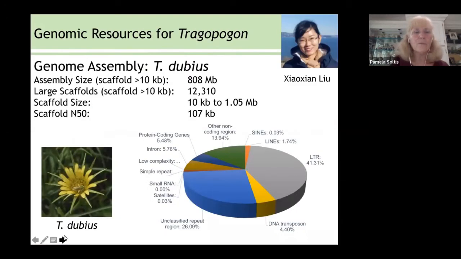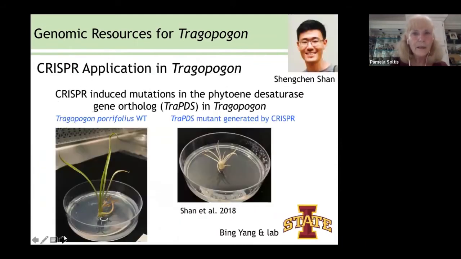Now we're currently developing more genomic resources for Tragopogon. We have a draft genome of Tragopogon dubius. This was work done by Xiaoshan Liu as part of her dissertation a few years ago. And we're now working with Dovetail to produce a more contiguous genome for Tragopogon dubius. And more recently, Shengchen Shan has also developed CRISPR methodologies for working with Tragopogon. And you can see here his successful gene editing of the phytoene desaturase gene, making this an albino.